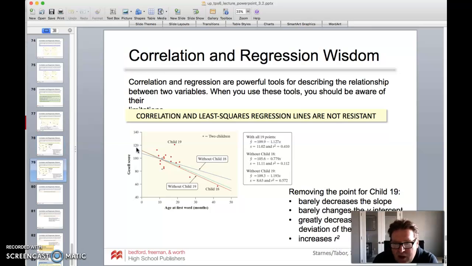Now, if we remove the outlier, child 19, it doesn't really change the slope or the y-intercept that much. It does greatly decrease the standard deviation of the residuals, and that makes sense because then your data values aren't as spread out. And it does actually increase r squared. So the percentage of the variability contributed to the least squares regression line, now without that outlier, increases, because obviously that outlier isn't impacting it quite as much.